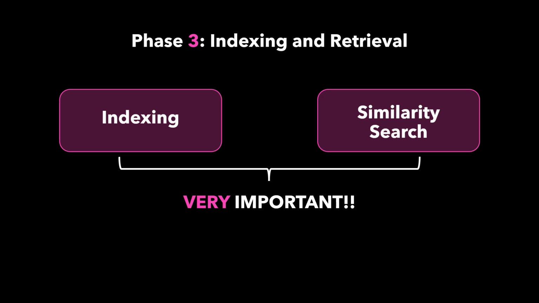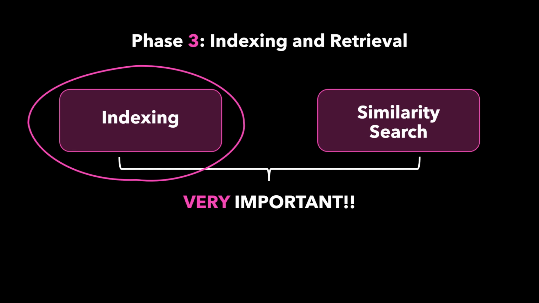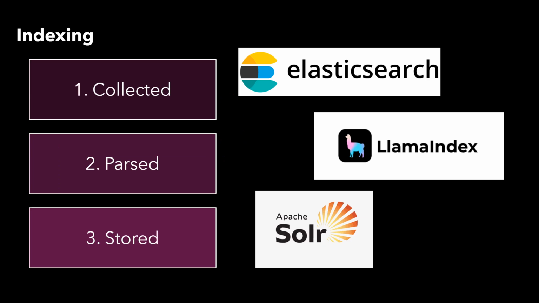Moving on to phase 3 of 5. This is arguably one of the most important phases after data preparation because it's essentially the foundation of our retriever. The first step is indexing, which involves building and storing an efficient index of document embeddings. During indexing, documents are collected, parsed, and stored in a way that facilitates fast and accurate retrieval. The index essentially reduces the documents to their informative terms, making it easier to search through large data sets without scanning every document sequentially. Some examples of indexing tools could be Elasticsearch, Apache Solr, and Llama Index.